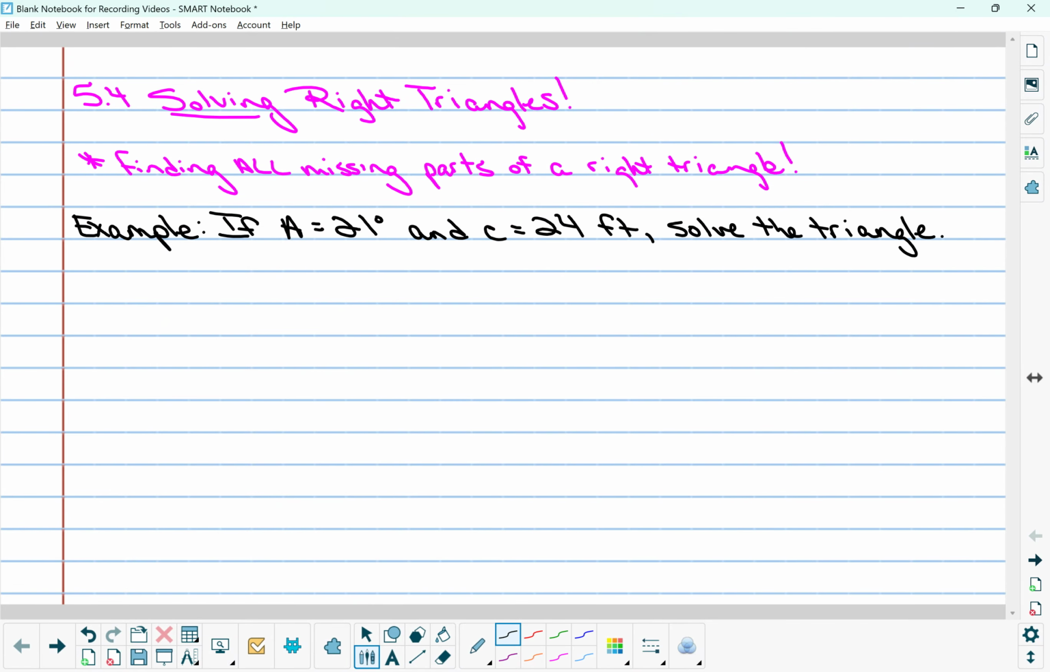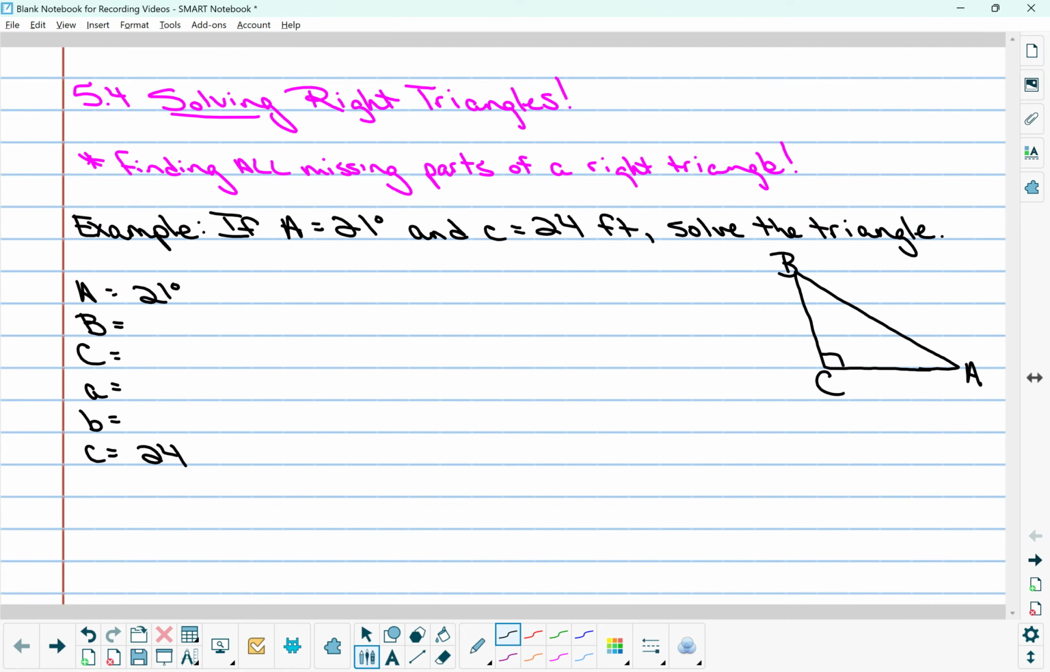Okay, and then what you're going to see in varsity is it's going to say A equals, B equals, C equals, little a equals, little b equals, and little c equals. Well, we already know two of these things. We know little c is 24 and we know big A is 21, right? So if we draw a triangle over here, it's up to you to label it. So I always put my A down there, my B there, my C here.